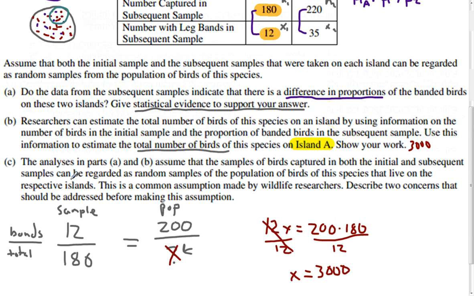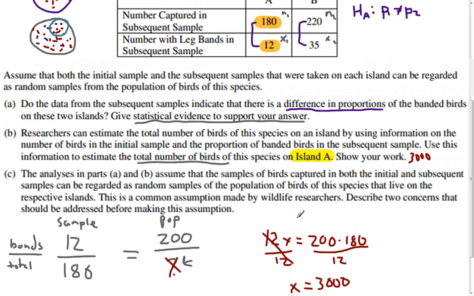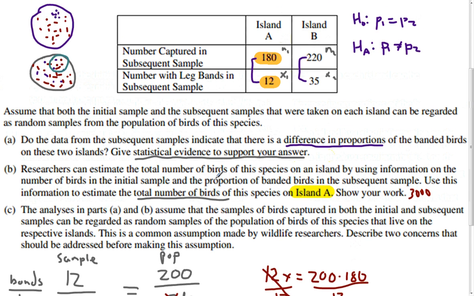Last part, the analyses in A and B assume that the samples captured in both the initial and subsequent samples can be regarded as random samples of the population that live on each of the islands. This is the assumption that is typically made by wildlife researchers in real life. That's what they actually do. They make that assumption that it's a random sample. There's a few concerns that you might come up with, though.